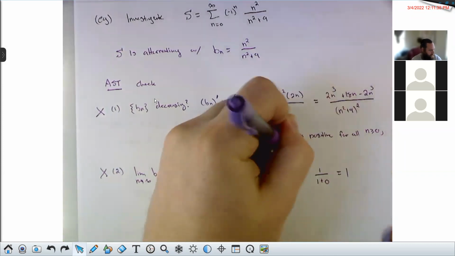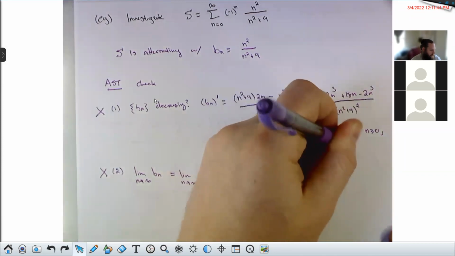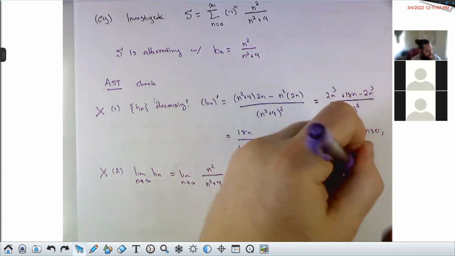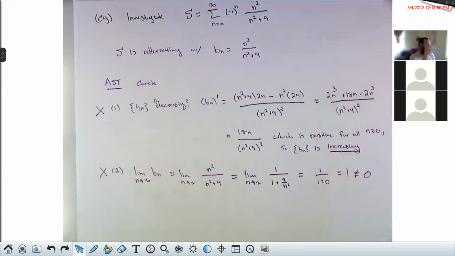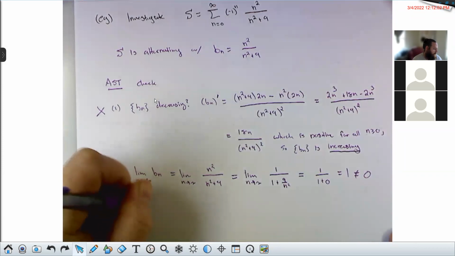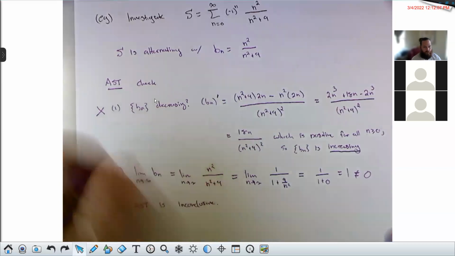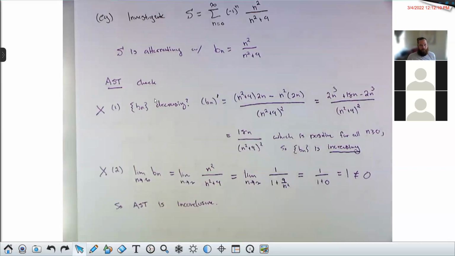All right, I should say so: bn is increasing. And here the limit is not equal to 0. So we've got problems. But all AST says here is, AST just shrugs its shoulders and says, I don't know, man. I've got nothing for you. I can tell you that if the bn's were decreasing and if the limit was 0, then the series converges. But here those things aren't true, so I don't know what to say.